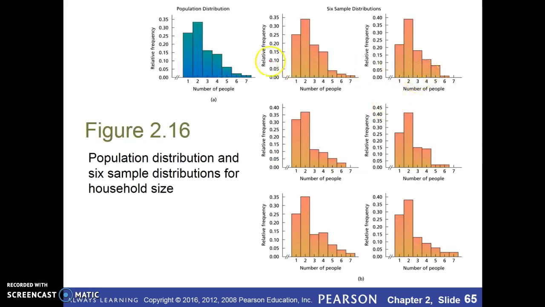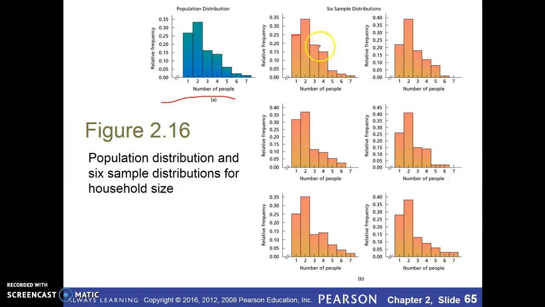So let's take a look at these. Here we have in blue, this is the population distribution. And then over here we have 6 different samples of this population. So we have the number of people in a household. We've talked about this graph already. But maybe in order to get that, they've done 6 different surveys. And in one survey, you can see that there's one person in a household 25% of the time. And here it's almost, this looks really close to this.